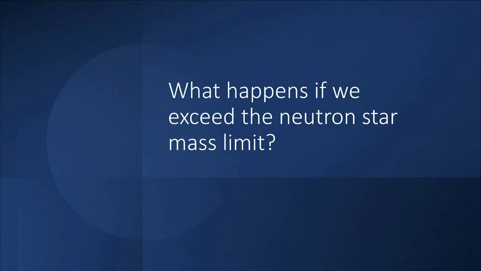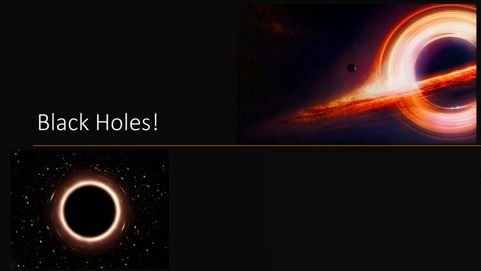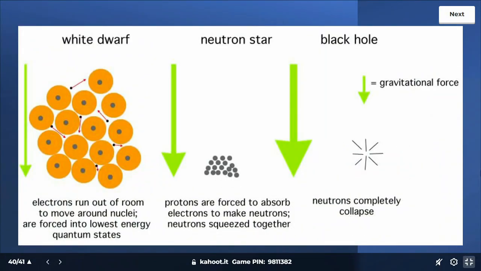What happens when you exceed the neutron star mass limit is you get a black hole. So these are artist representations of what a black hole might look like, and next class we'll talk about black holes in more detail. So this is kind of a useful picture.